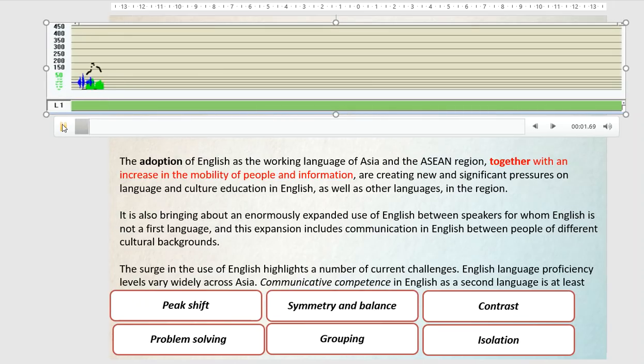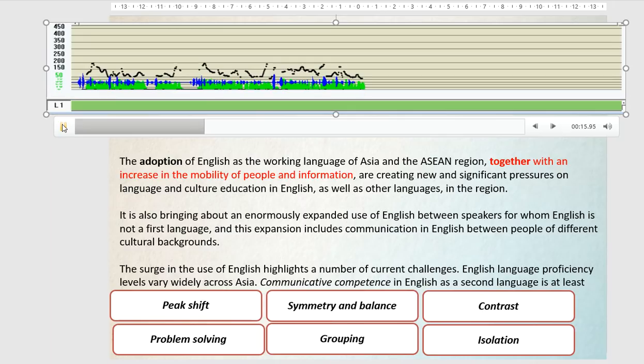The adoption of English as the working language of Asia and the ASEAN region, together with an increase in the mobility of people and information, are creating new and significant pressures on language and culture education in English, as well as other languages in the region.